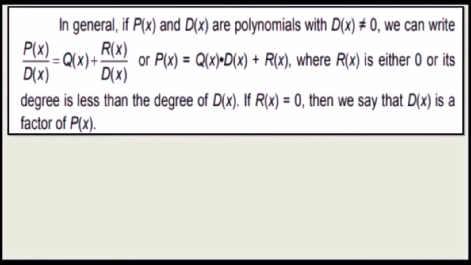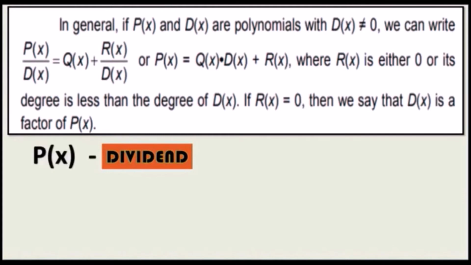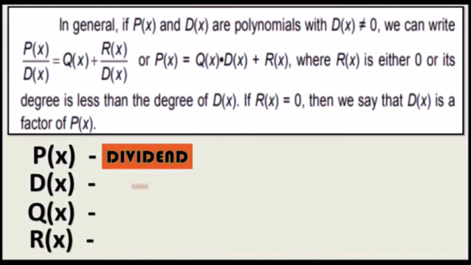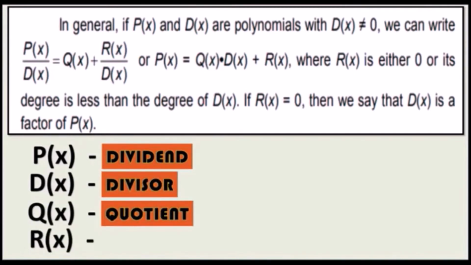In general, if p of x and d of x are polynomials with d of x not equal to 0, we can write p of x over d of x equal to q of x plus r of x over d of x, or p of x is equal to q of x times d of x plus r of x, where r of x is either 0 or its degree is less than the degree of d of x. If r of x is equal to 0, then we say that d of x is a factor of p of x. So take note that p of x is the dividend, d of x is the divisor, q of x is the quotient, and r of x is the remainder.